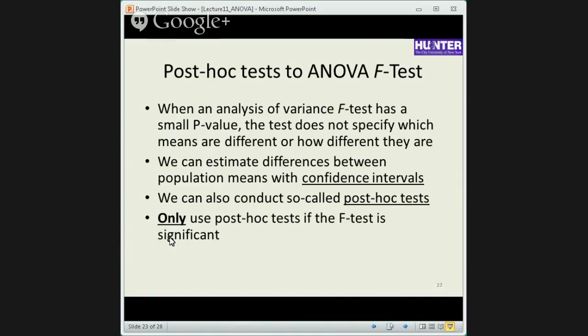Take note that you should only do these if you get a significant result for the F-test. If your p-value from the F-test is above your significance level, then you just stop there. You say there are no differences between these groups, and you don't do post-hoc tests. If you do get a significant p-value from the analysis of variance, then you can go on, if you're interested to, and do the post-hoc tests.